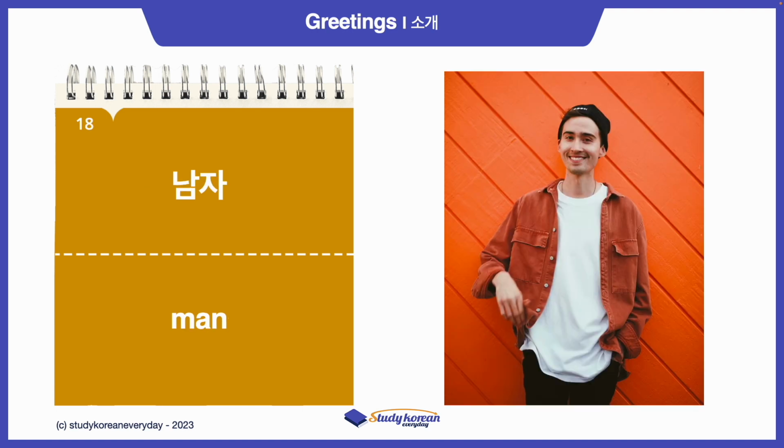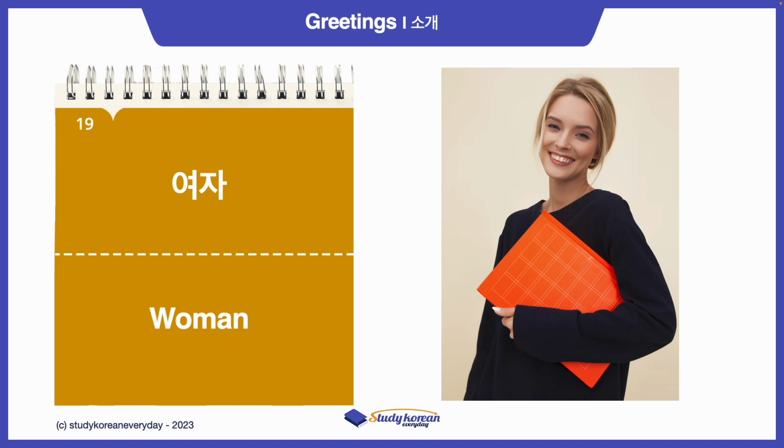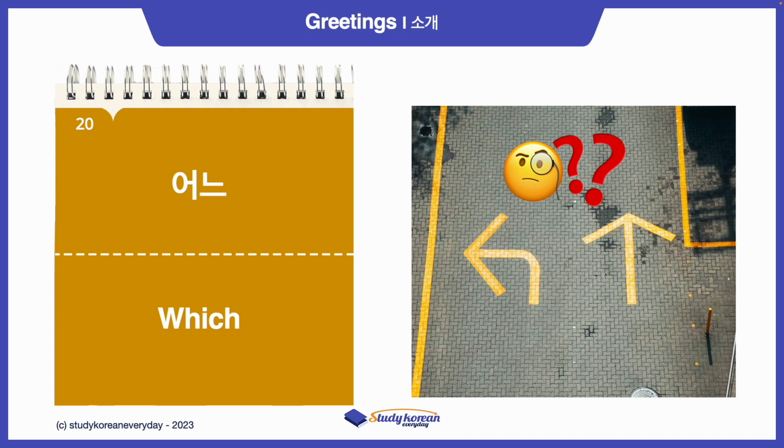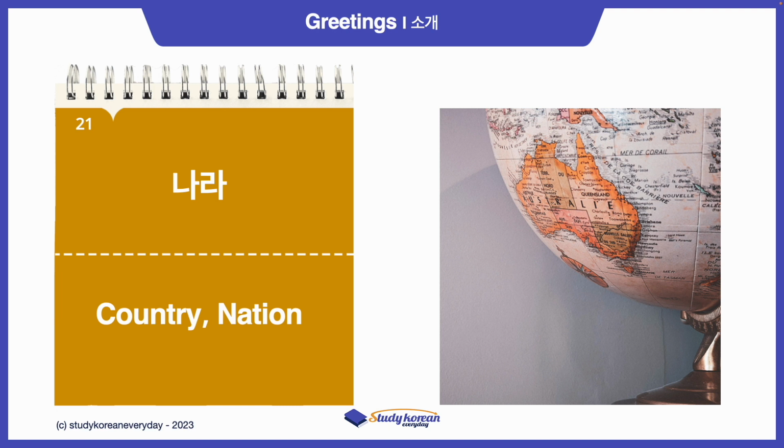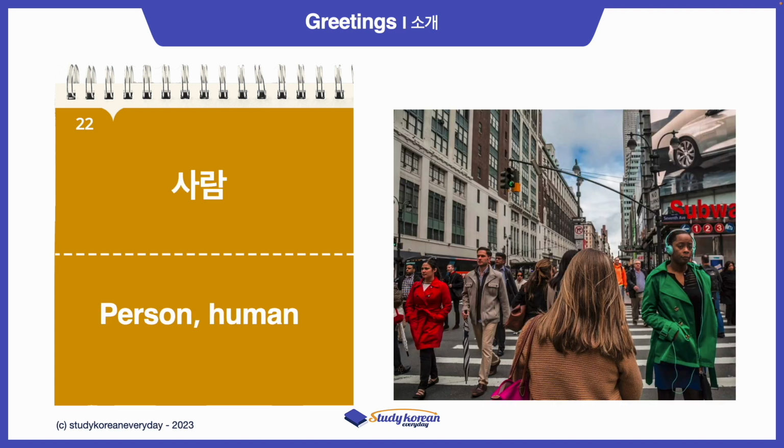Oh, who is this guy? Yes, 남자, man. 여자, women. And 어느 means which. 나라 means country or a nation. 사람 means a person or a human.